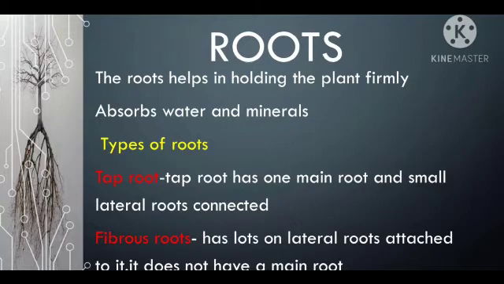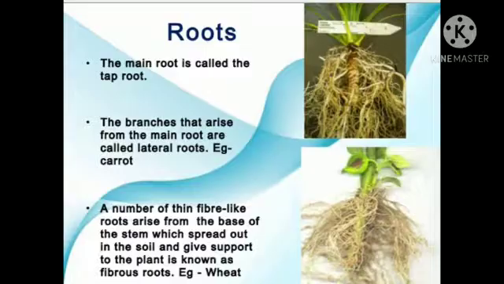Now there are two main types of root system. First is taproot and another is fibrous root. What is in a taproot? Taproot has one main root and small lateral roots connected. And fibrous root has lots of lateral roots attached to it and does not have any main root. Now here you can see the taproot.